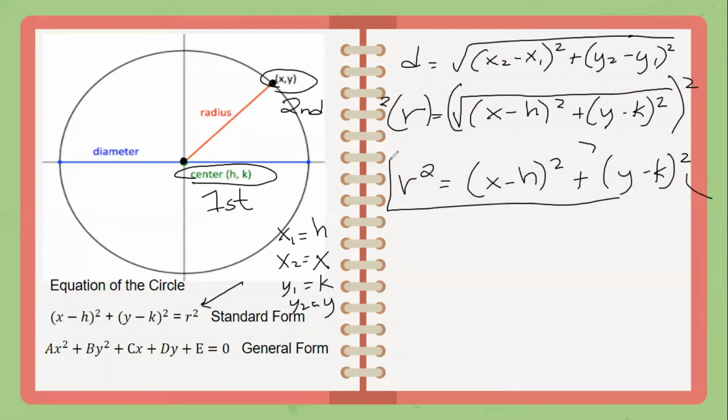How did we derive the standard form? Okay, so any question regarding the derivation of the standard form?